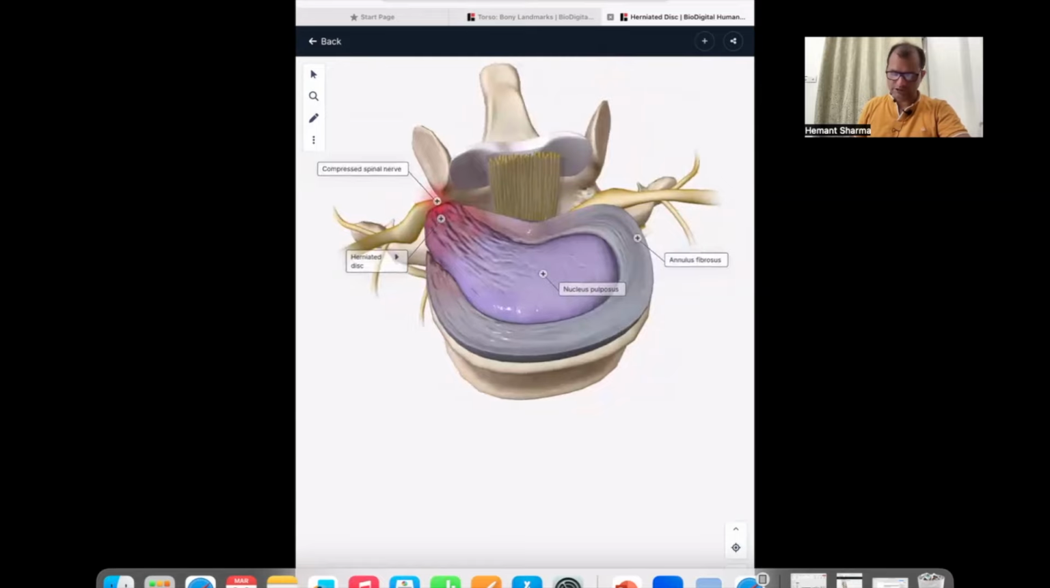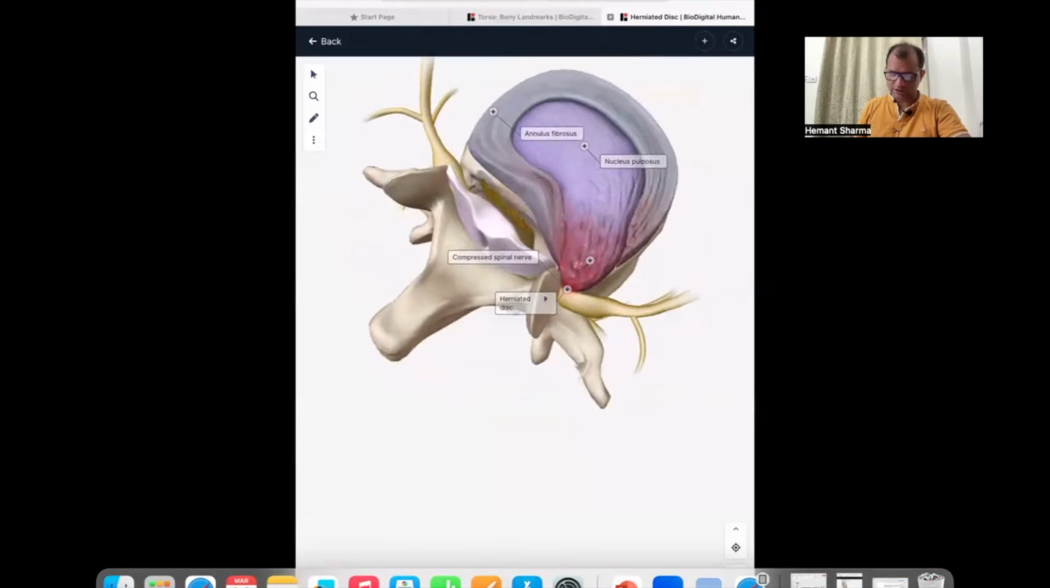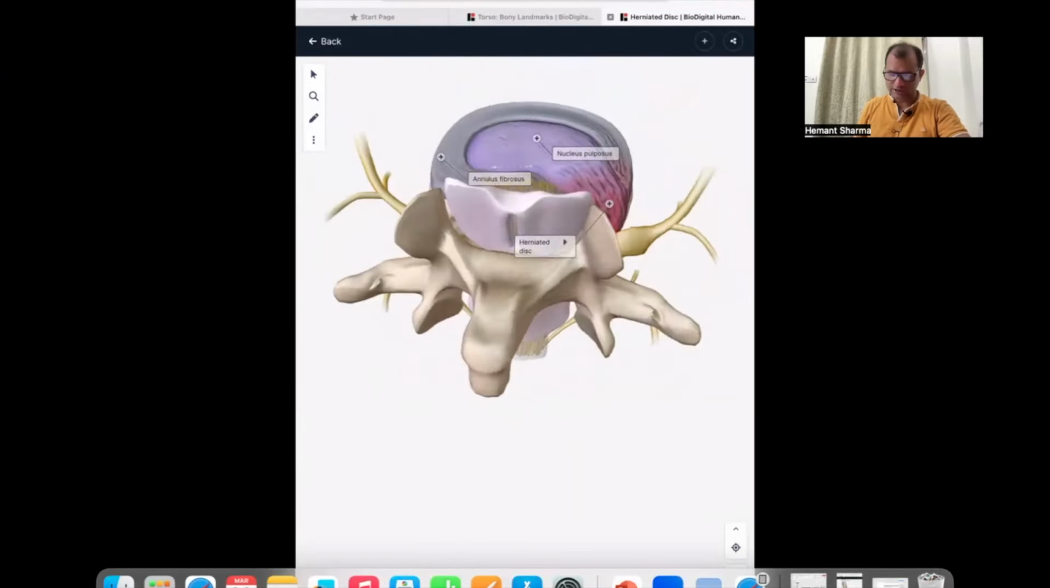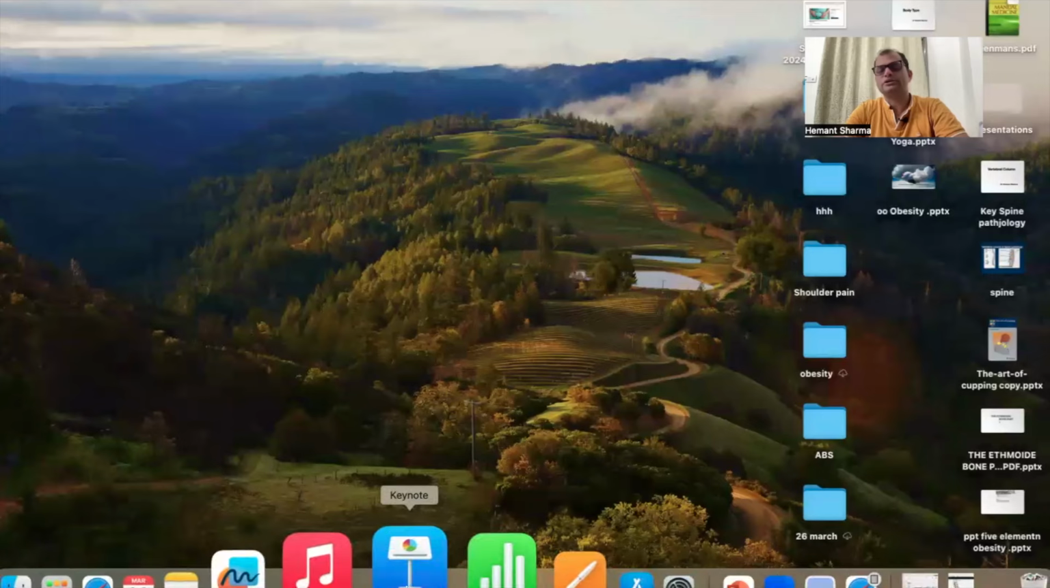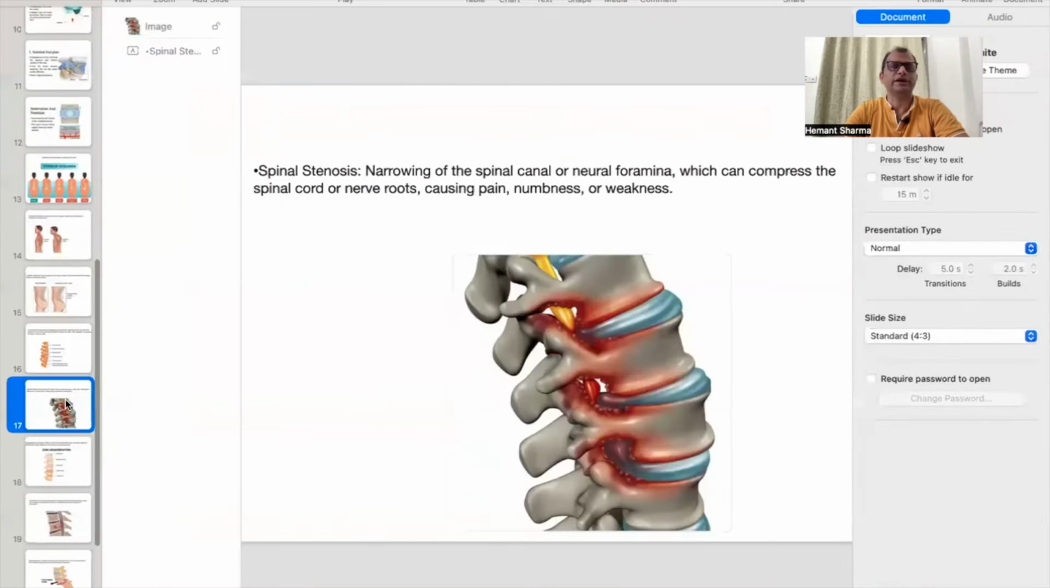So when disc is coming out, this is called herniated disc. इसे हम herniated disc कहते हैं. Again, I am telling you very quickly, but these things I will tell you in the detail. Then spinal stenosis. So what is the spinal stenosis?